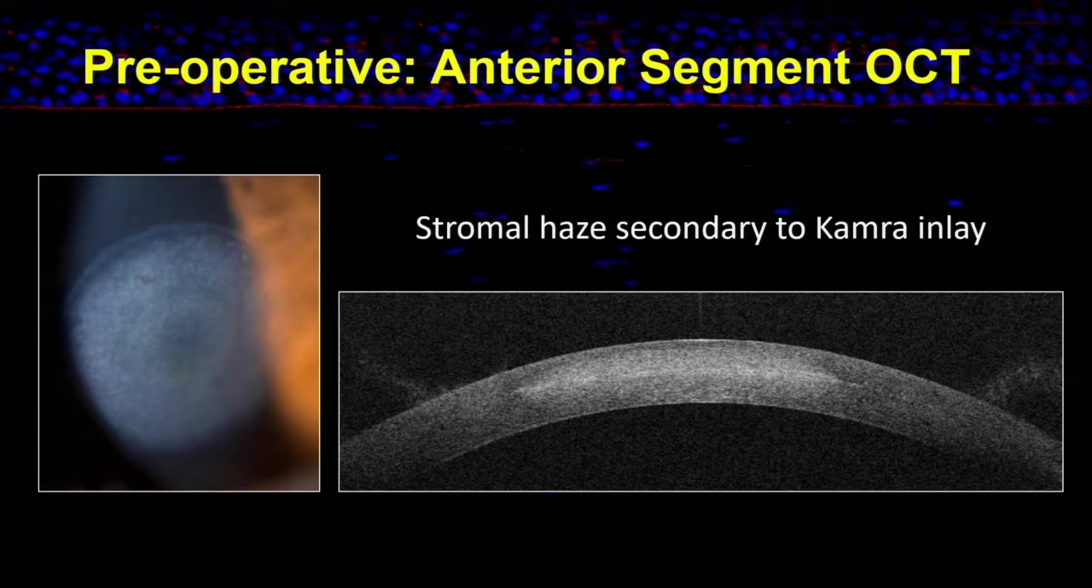This is a patient who developed stromal haze after a camera inlay, which was subsequently removed. And on the slit lamp, it was quite difficult to assess how deep the haze extended to. However, with OCT, you can see that the haze is maximal at the interface where the inlay had been, and it extends both anteriorly and posteriorly down to the deep stroma. And so this helped to direct the surgeon's management plan.